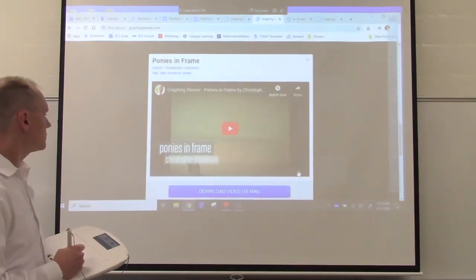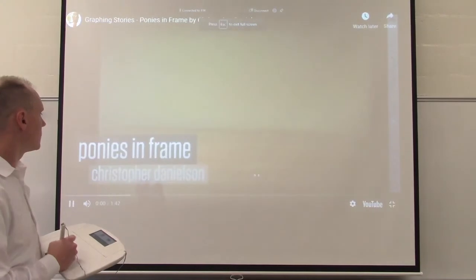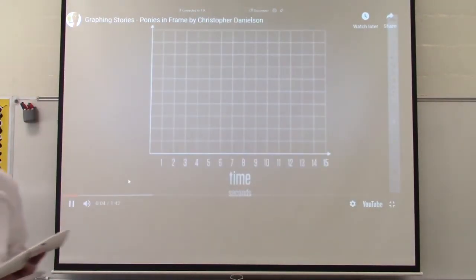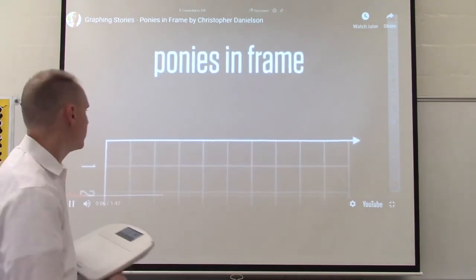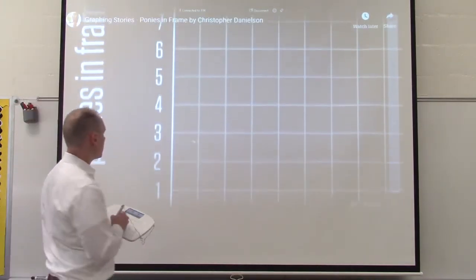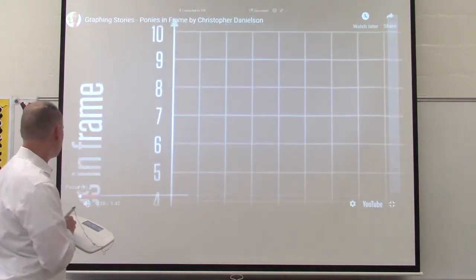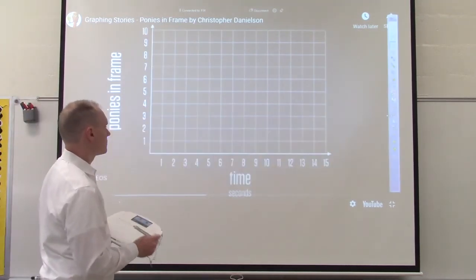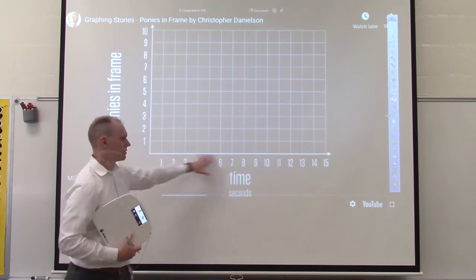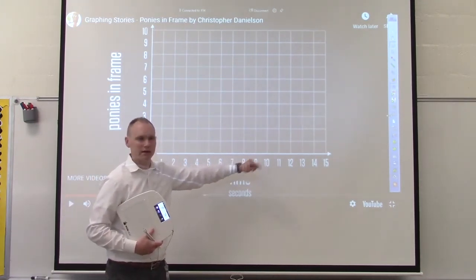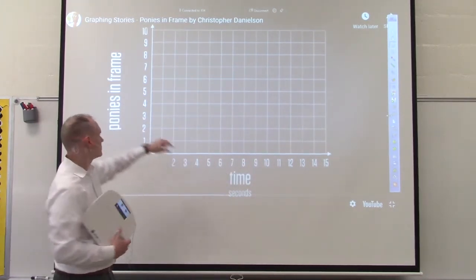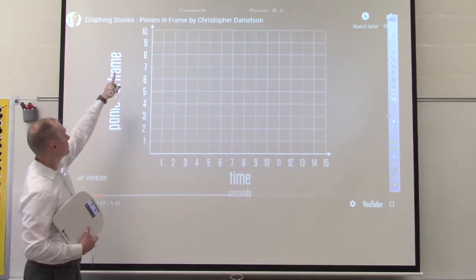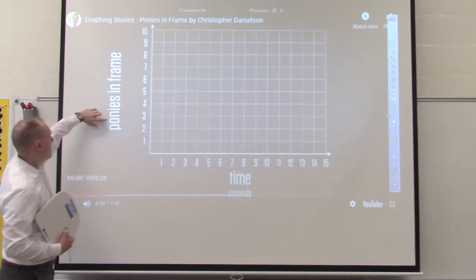All right, up next we have ponies in a frame. So if you think back to the graphing story we did a few minutes ago, we had our axes here, and let's just take a look real quick. We've got time along our horizontal axis here. So again, 15 seconds, just like the last one. And then look at the vertical axis. It goes from 0 to 10, keep that in mind.